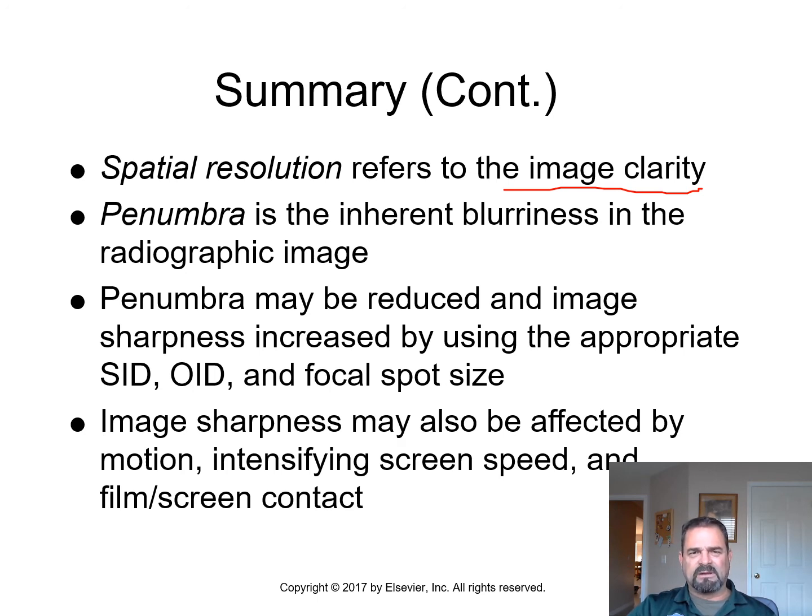And we can reduce the penumbra and improve image sharpness by using the appropriate SID and OID as well as focal spot size. We also need to pay attention to image sharpness, which can be affected by motion, intensifying screen speed, and also film screen contact. So we need good communication with our patients when we're doing our X-rays, and there'll be less movement. Reduce the seconds of exposure time, because the longer the exposure, the higher the likelihood the patient is going to move during that exposure time. Okay.